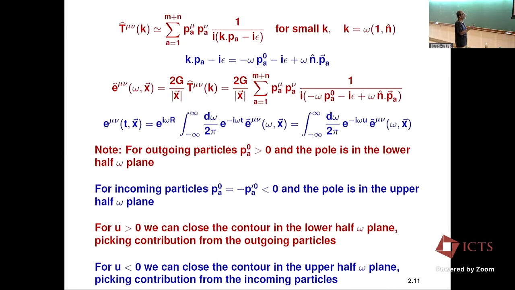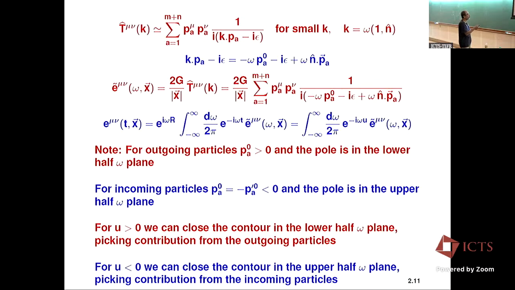Now, let's look at this I epsilon term in a little more detail. So k dot Pa is minus omega times P0A, because the zeroth component is omega, right? And then there is also omega n hat dot Pa, okay? And then this minus I epsilon. Okay? So E tilde mu nu, right?